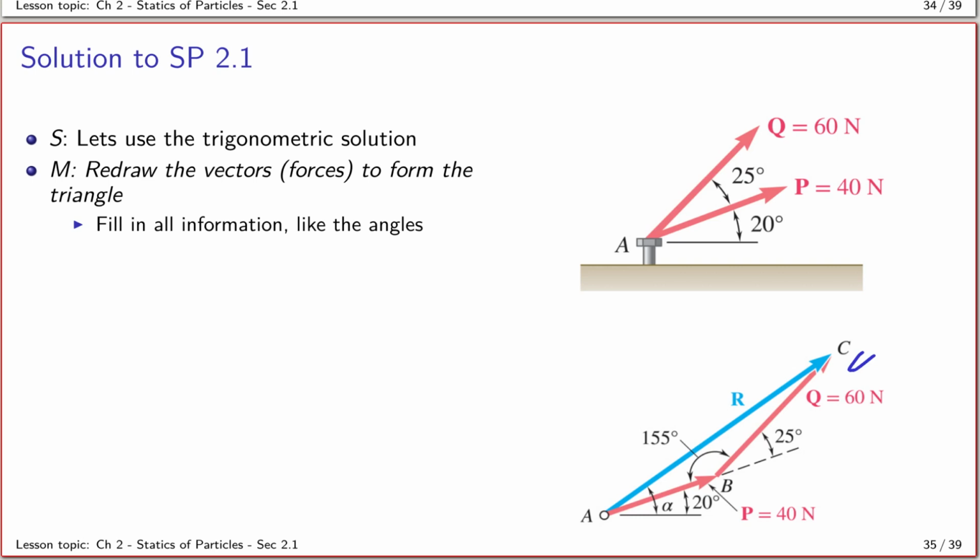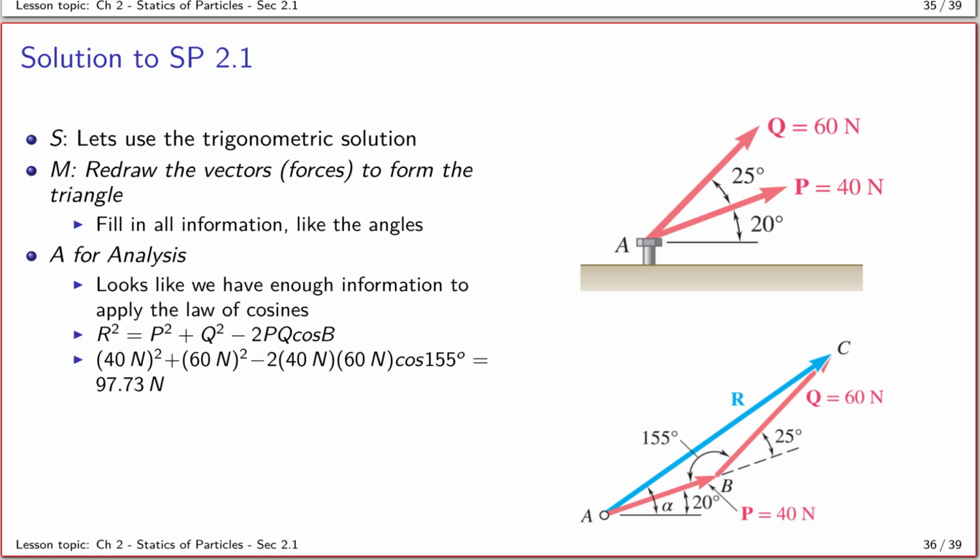Now you see here that I have also started filling in some additional information, like this angle here, which is 155 degrees, the angle ABC. So if I pause and think, I have the magnitudes of these two arms and an included angle, so by experience I can say this looks like I can solve it by the cosine law. I'm going to apply the law of cosines, because the only unknown right now is the resultant R, and that's what we want to find. So I go ahead and solve, and you find that your resultant R value is 97.73 newtons.